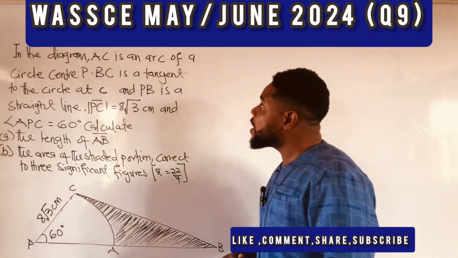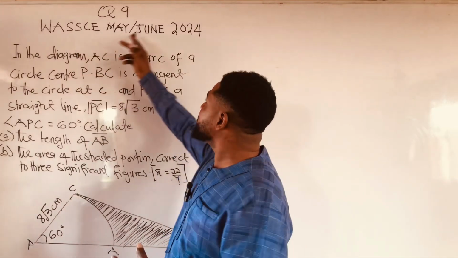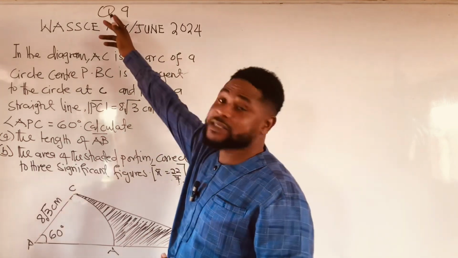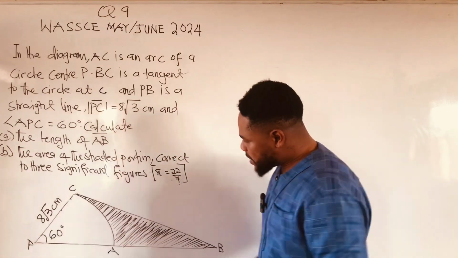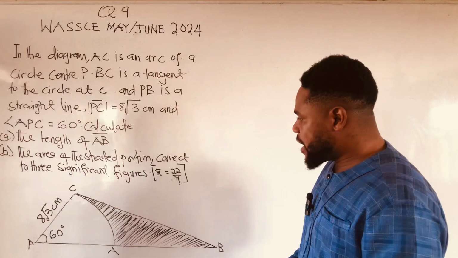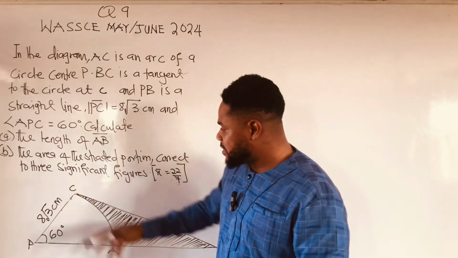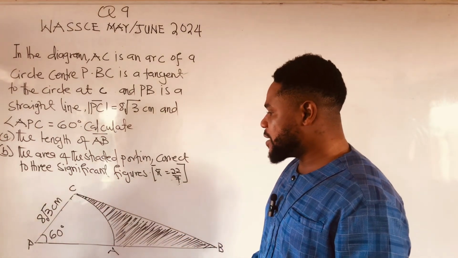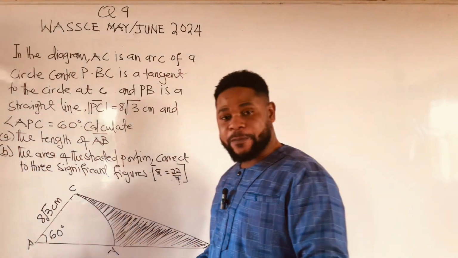Today, we want to look at how we can answer WASSCE May June 2024 question 9. Let us look at the diagram here. We have been told that AC is an arc of a circle with center P, all right?